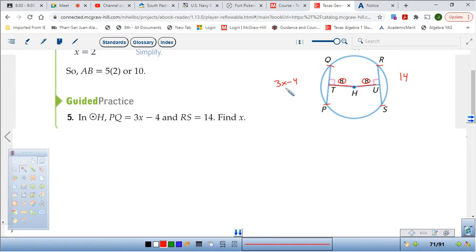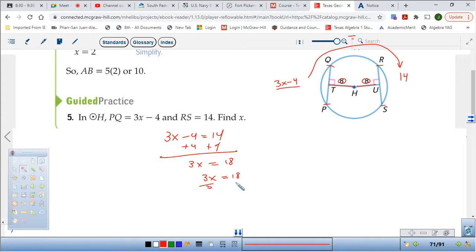So now that tells me that 3x minus 4 is equal to 14. Those two things are congruent, so I'll set them up. 3x minus 4 is equal to 14. I'm going to add 4. This gives me 3x is equal to 18. Divide by 3. x is equal to 6. Cha-ching. Did I get the answer?